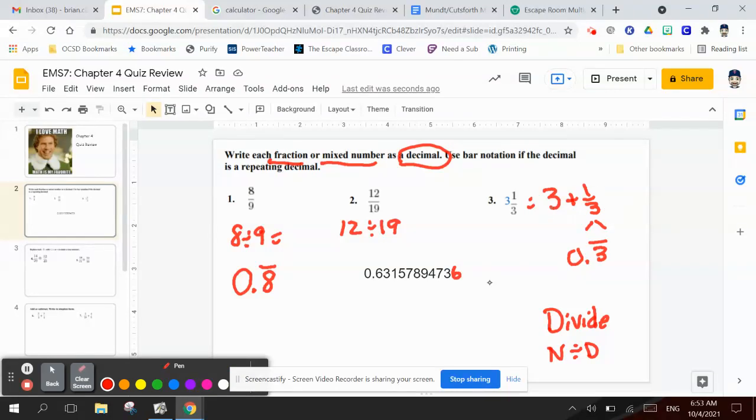What I need to do now is I'm going to take my 3 and bring it down, and I'm going to get rid of this 0 right here and put the 3 in front of the decimal. So I get 3.3 with the bar notation.